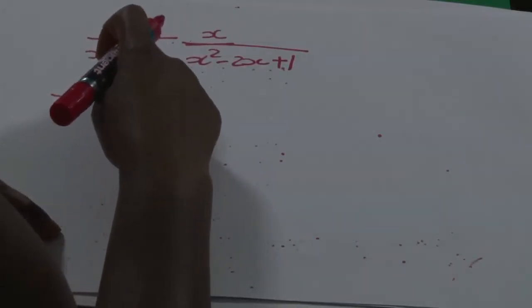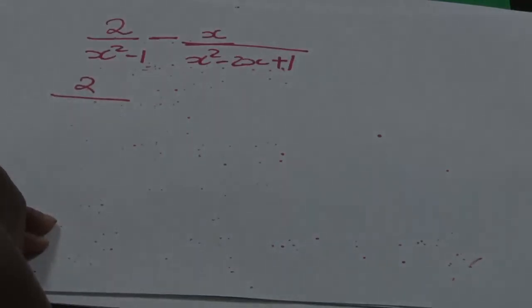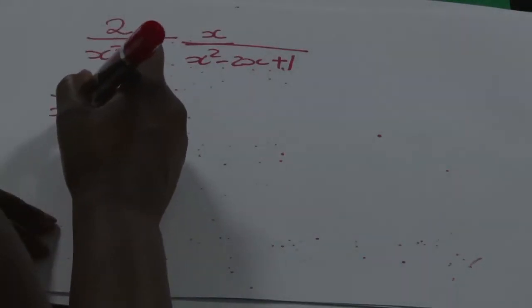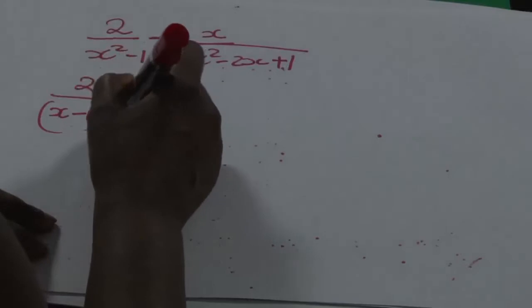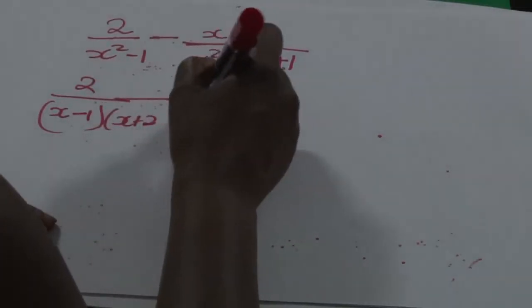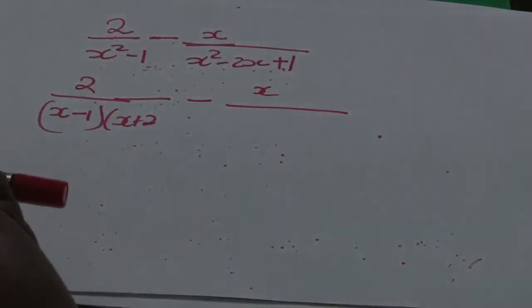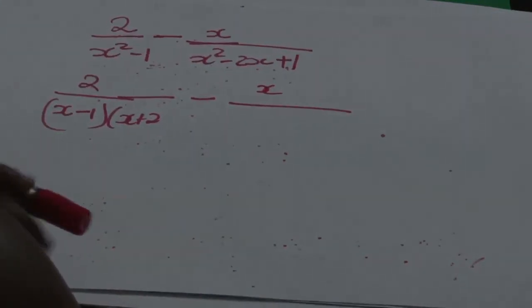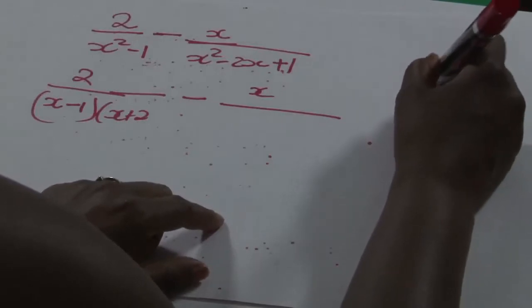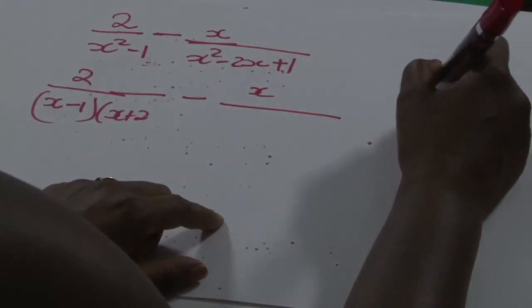This x squared minus 1 can be factorized. This is a difference between two squares. This one is a square number, this is a minus, and the power is even. So it will be x minus 1 and then x plus 1 for this, minus x over, and then this one can be factorized as well. It's a quadratic trinomial. The factor is 1. We take factors of 1, which is only 1 and 1.